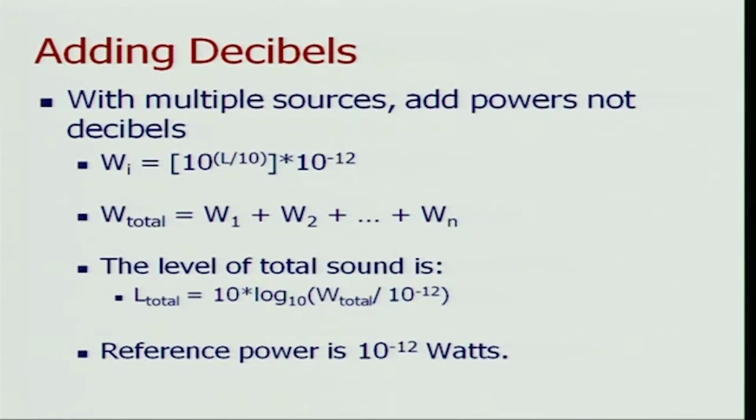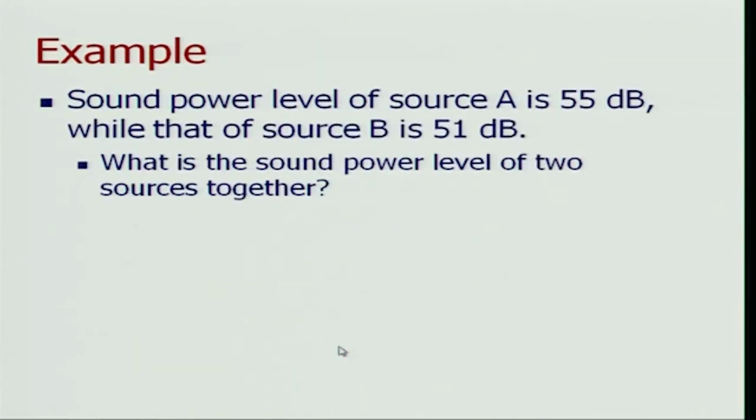So when adding decibels with multiple sources, add powers, and do not add decibels. What does that mean? Suppose there are n sources. The power emitted by the ith source, Wi, is 10 to the power of L, where L is the decibel level divided by 10, times 10 to the power of minus 12. That is how you calculate the wattage of the ith source, and then you add up all the wattages. Once you have done this, you compute the total sound power level using this, and that's how it is done.